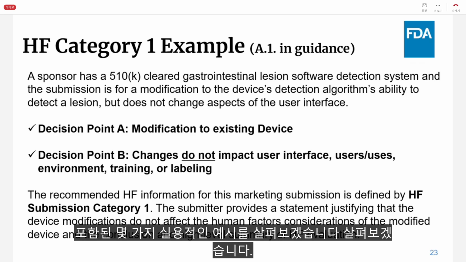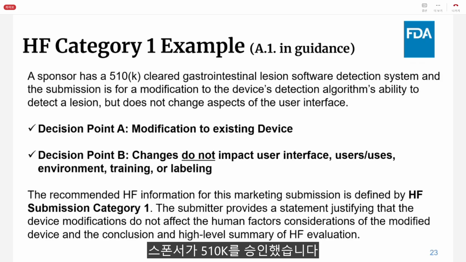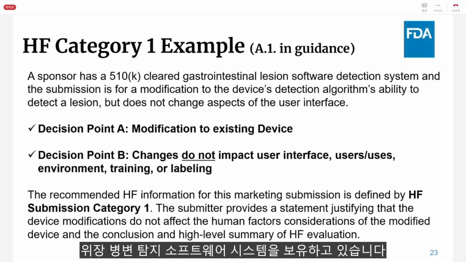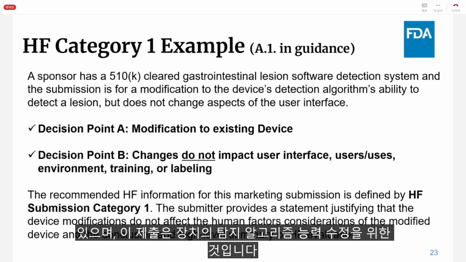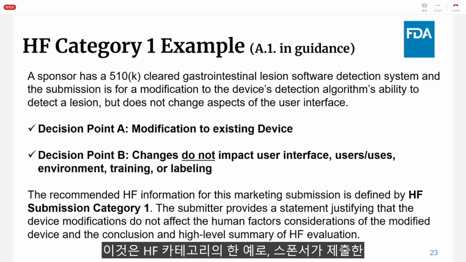A sponsor has a 510(k) cleared gastrointestinal lesion software detection system, and the submission is for a modification to the device's detection algorithm's ability to detect a lesion, but does not change aspects of the user interface. This is an HF Category 1 example, where a sponsor submitted a 510(k) for an algorithm improvement.